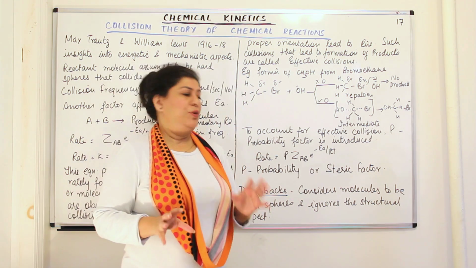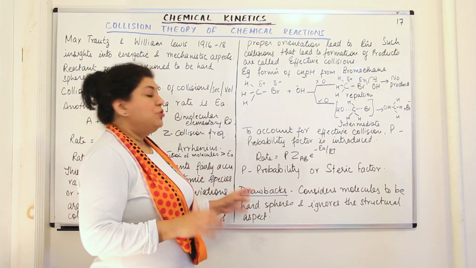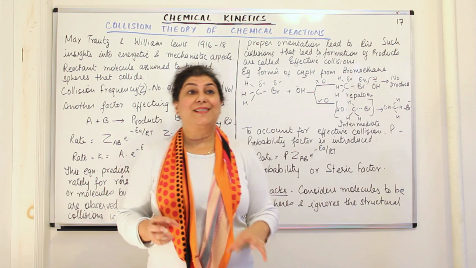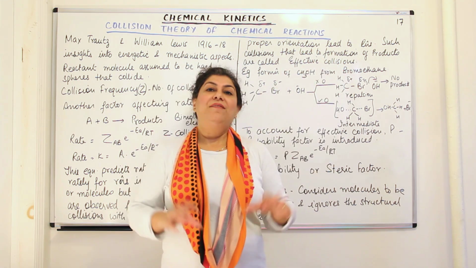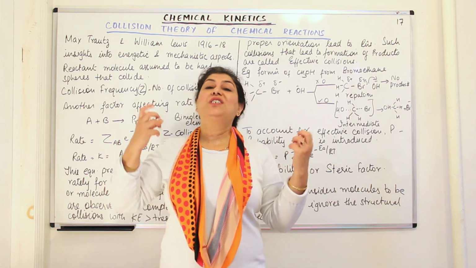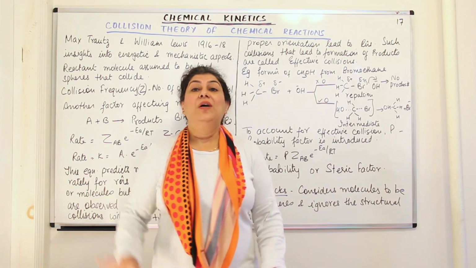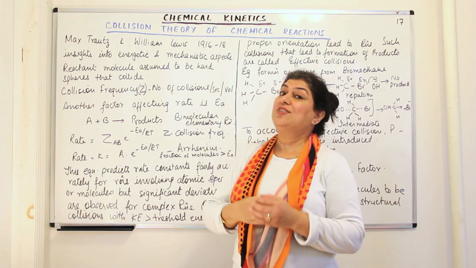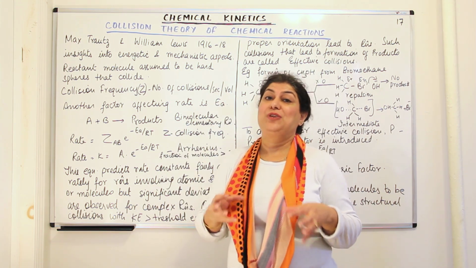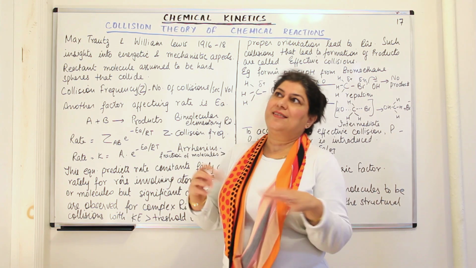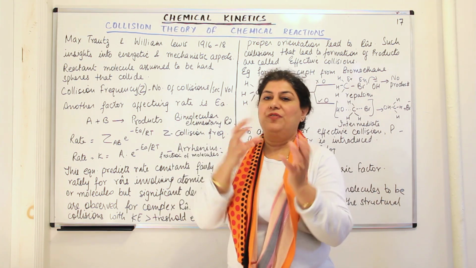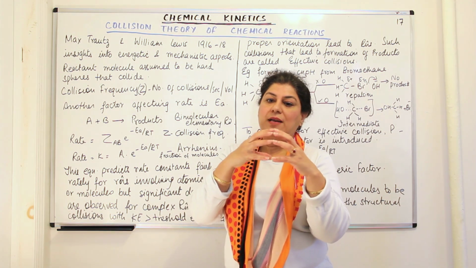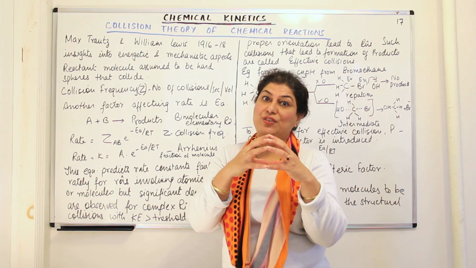There were drawbacks to this theory. The drawback mainly was that just as in the kinetic molecular theory of gases, where we got the ideal gas, we assumed the gaseous molecules to be spheres. Here also, initially when Max Trautz and William Lewis gave the theory, they assumed the reactant molecules to be spheres. Later they started talking of orientation. Spheres do not have orientations. A sphere is symmetrical, and how do you talk of orientation in the case of a sphere?